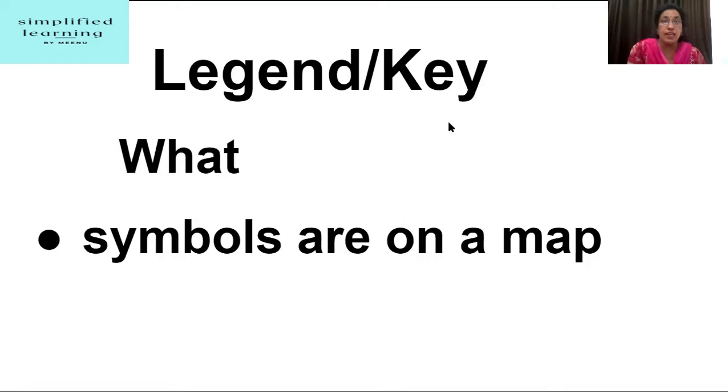Next element is legend. Now, what is a legend? Yes, another name of legend is key. Symbols are on the map, and these symbols we can only understand with the help of the key or legend.